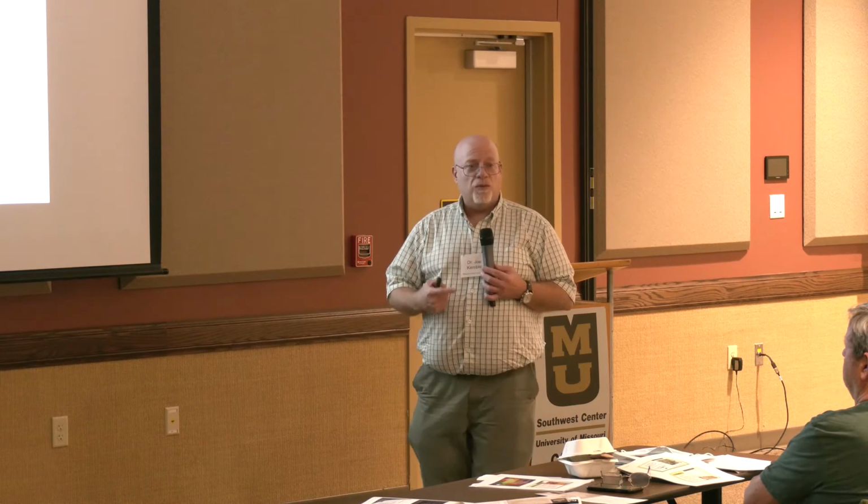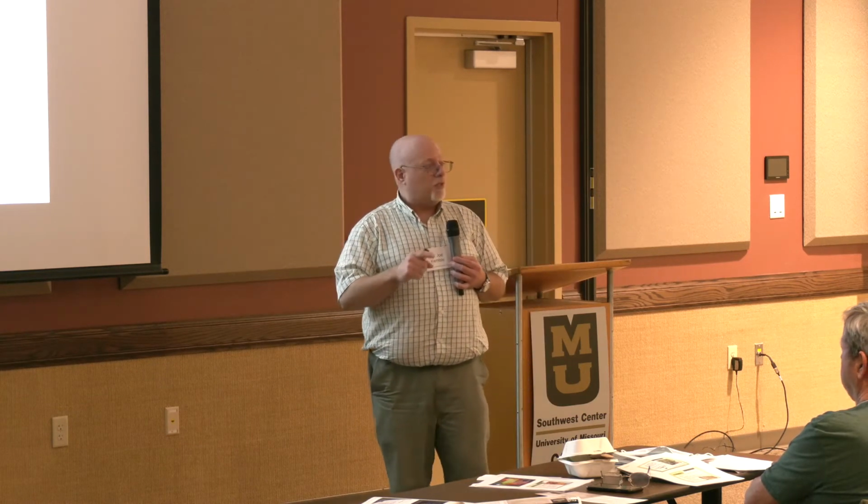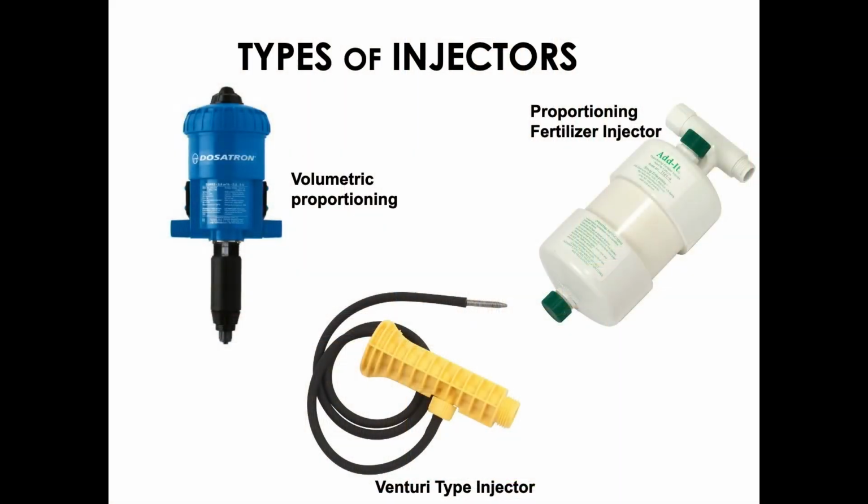But I will say some are simply better than the others when it comes down to it. And some are sort of really good starter versions of what you might need to use. Volumetric proportioners, these are the Dosatron, Dosmatic. There's several brands out there.